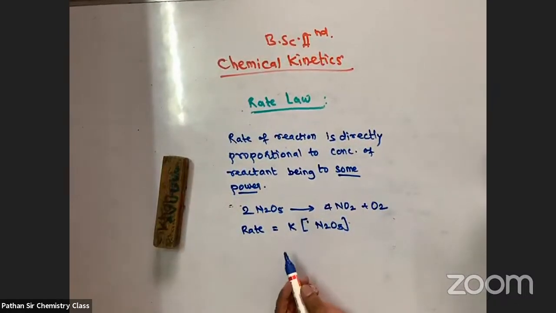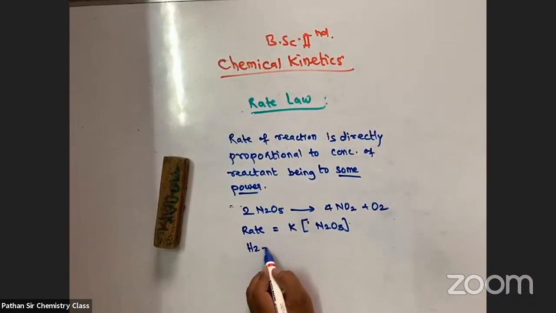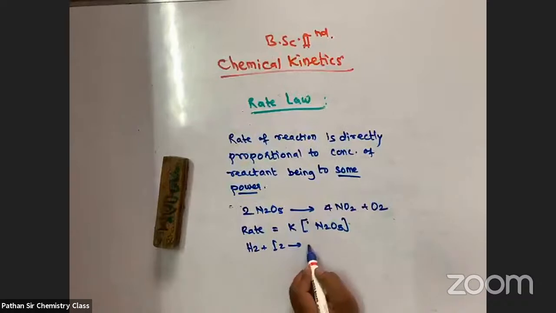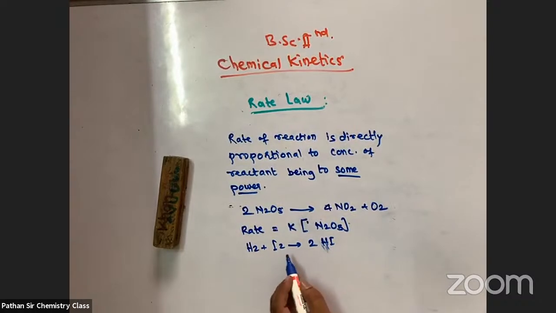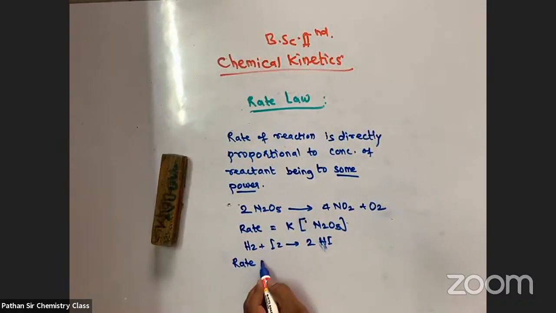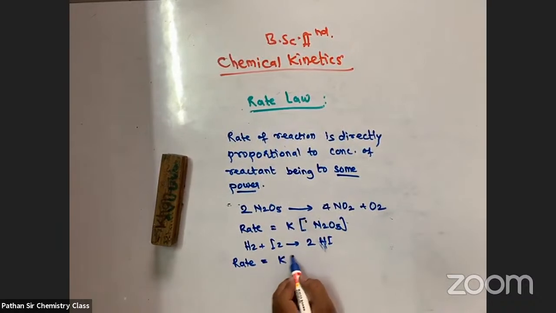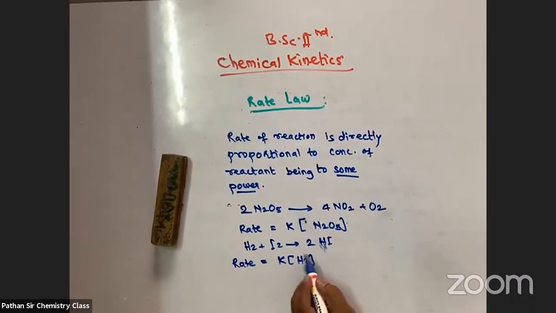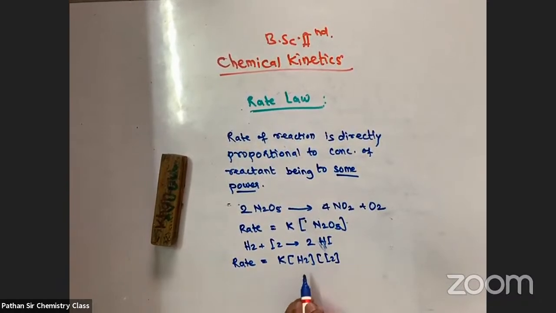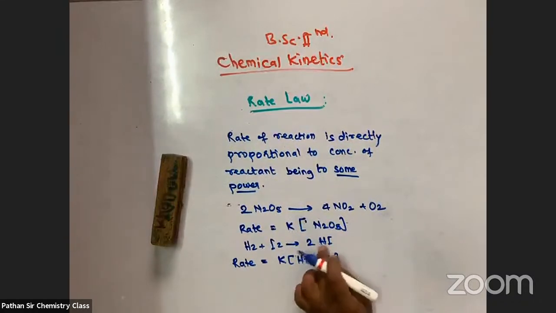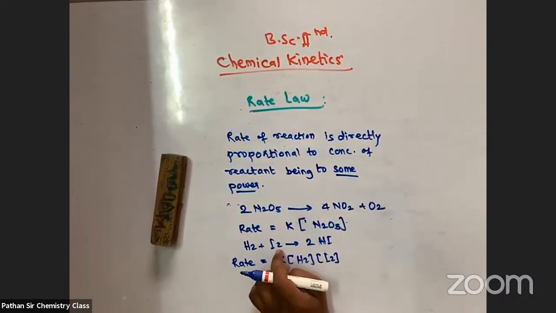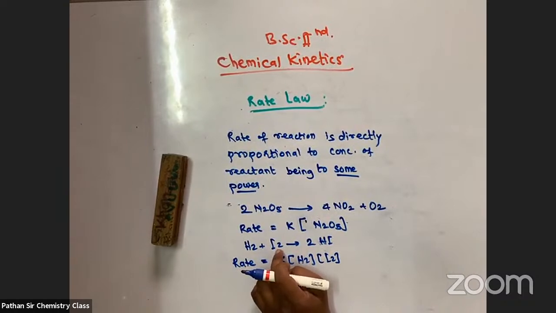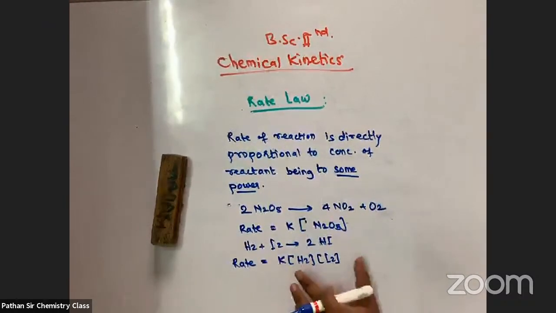Now let us give a second example. Say the reaction between H2 and I2. H2 and I2 react to form 2HI. The rate law for this reaction is rate equals K into concentration of H2 into concentration of I2. Here hydrogen is raised to power 1, iodine also raised to power 1. Now the rate of reaction depends upon both the concentration of hydrogen as well as the concentration of iodine. So these statements are nothing but the rate law.